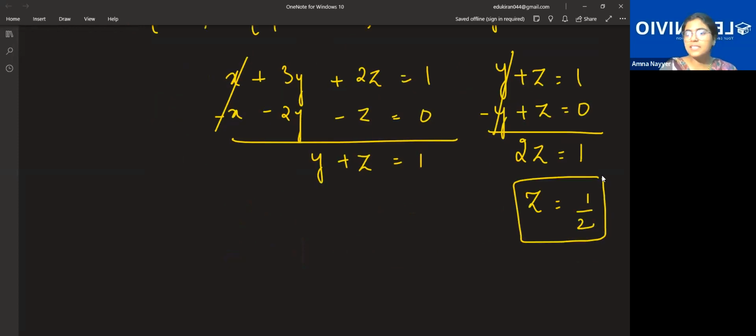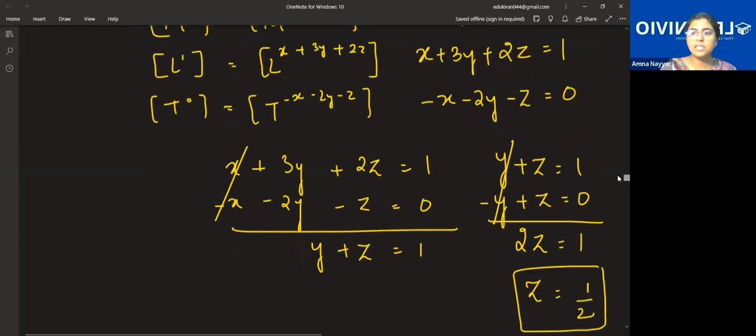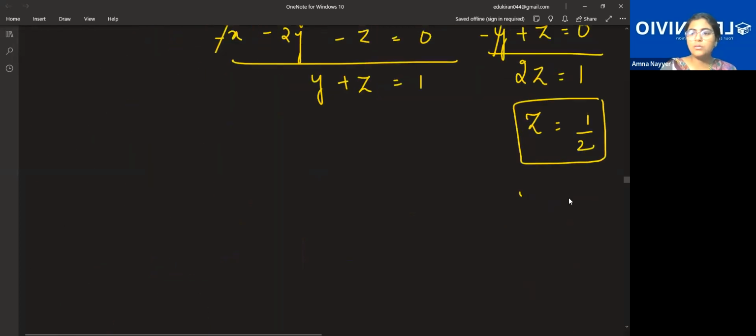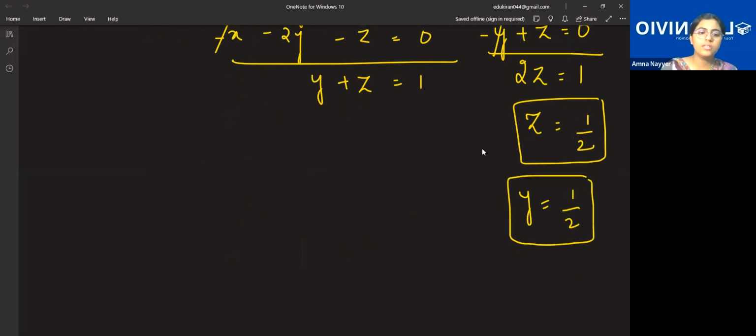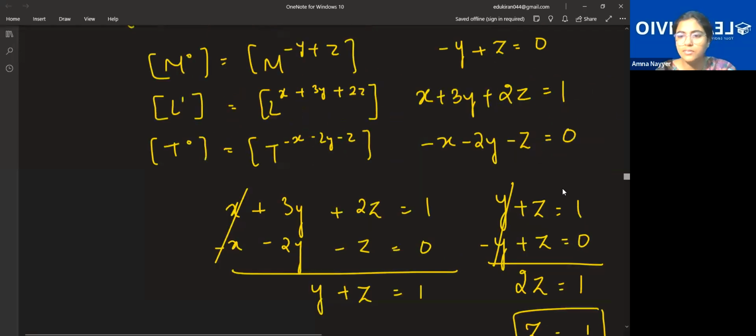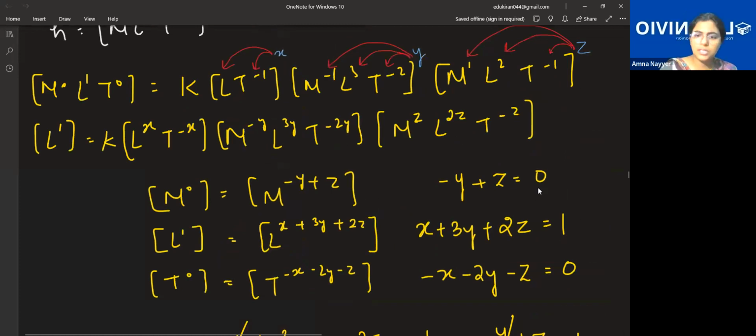Y and z both are equal from the first equation. Minus y plus z is equal to 0, so y is equal to z. So y will also be equal to half. X and y are solved. You just have to put and check it for the value of x. One is left, so put it into any equation. Minus x minus 2y, let's put it here.